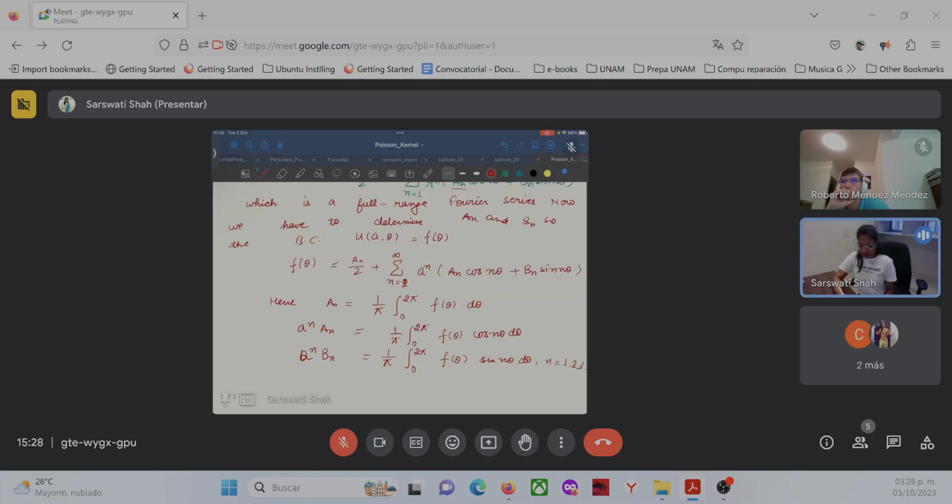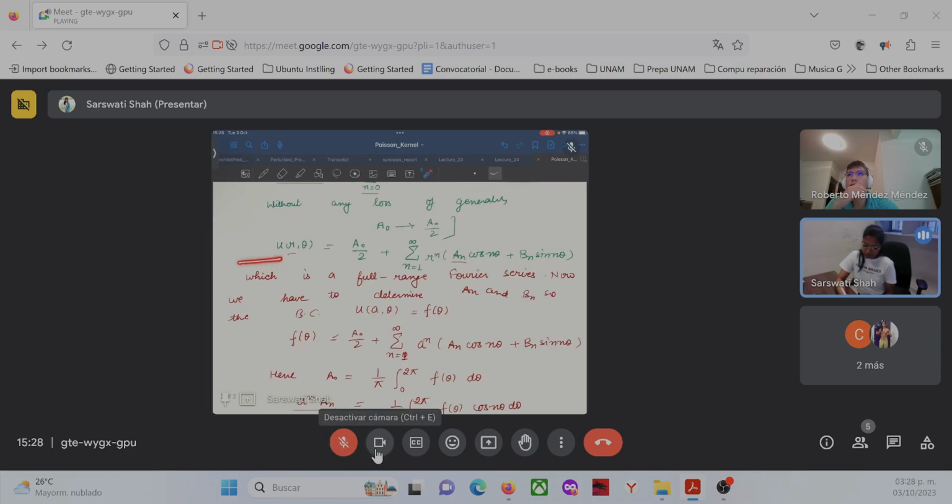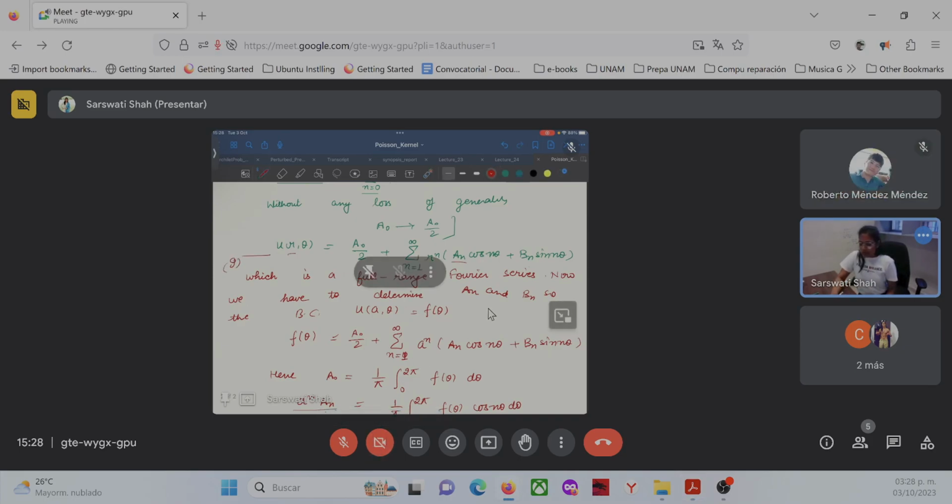Now, if we keep the value of an and bn, so basically an will be 1 over pi a to the power n and bn will be 1 over pi a to the power n. If we use the value of an and bn in this equation, say this is equation number 9, then we will get the solution.